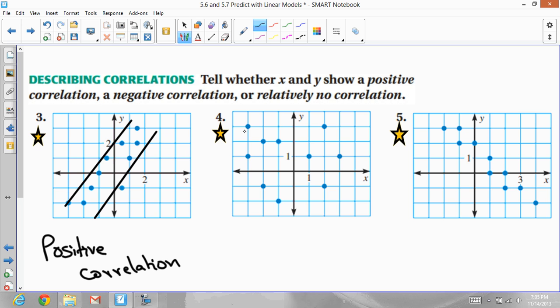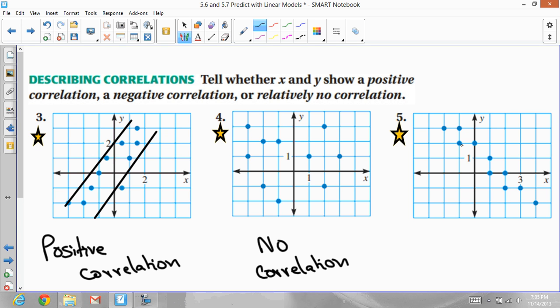Now look at question number 4. Look at the way the points are scattered out. The points are scattered from here to here to here, and there is not one specific way the points are going. So that means for question number 4, the answer will be there is no correlation.